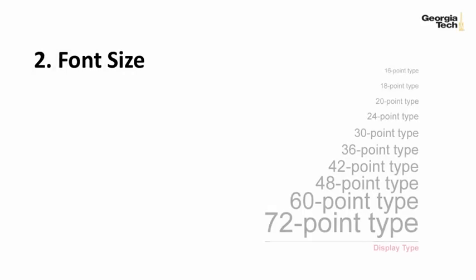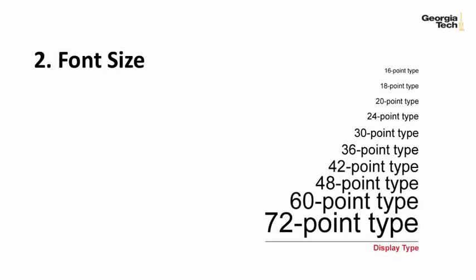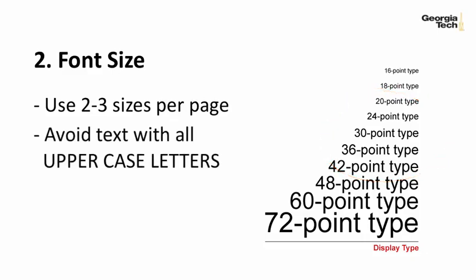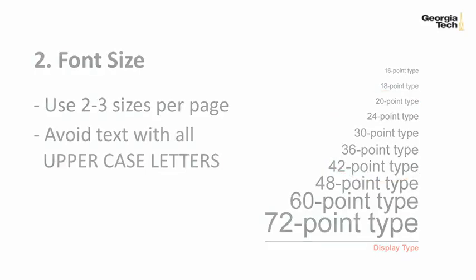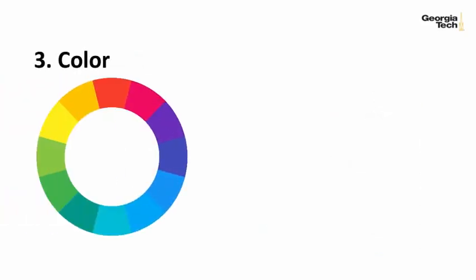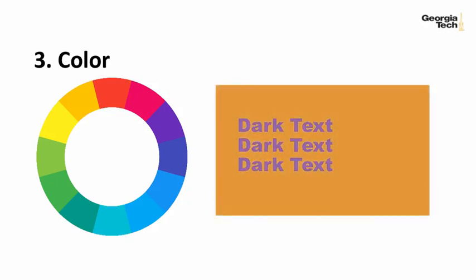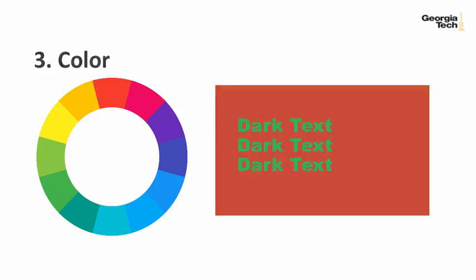Next, size. While you can use different sizes of type on a slide, avoid having more than 2 or 3 type sizes per page. Font size for slides generally ranges from about 20 to 40 points. However, no matter what size you choose, avoid text with all uppercase letters as these are hard to read. This time, let's talk about color. For a slide to be easy to read, dark text on a light background works best. Avoid using contrasting colors because this combination will make everything look unclear. For example, avoid using purple and orange together, or red and green.